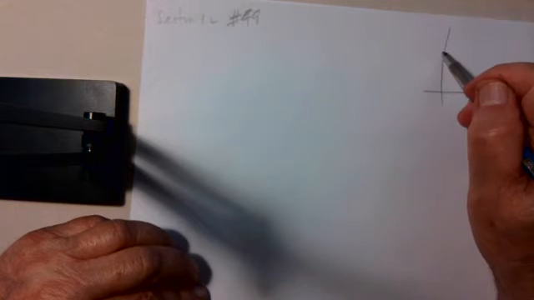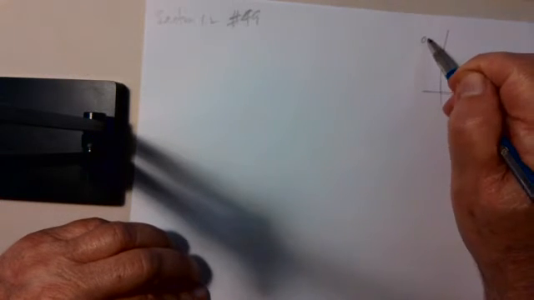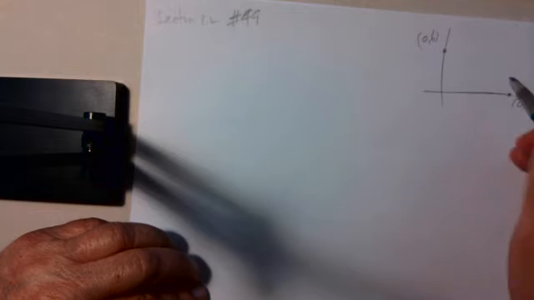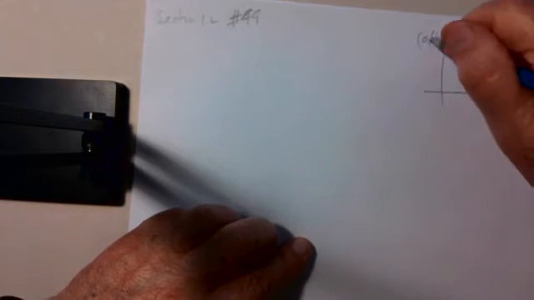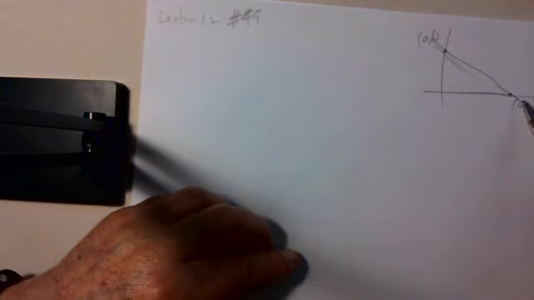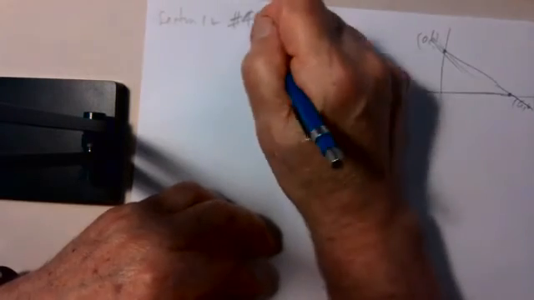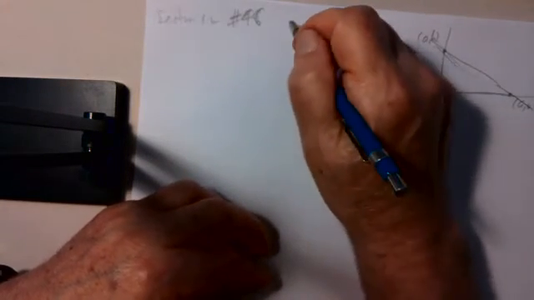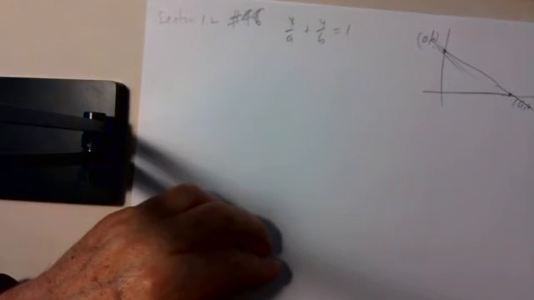Suppose you have a line which has the y-intercept at B. So this point is (0, B). And it also has the x-intercept at A. So this is the point (A, 0). We have the line that intersects the x-axis at A and the y-axis at B. This was just the problem in 46. And we're told that the equation of this line is x over A plus y over B equals 1.